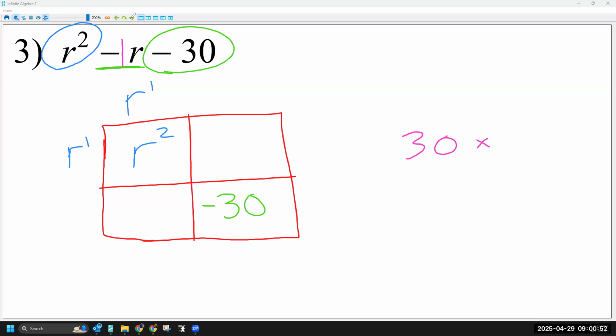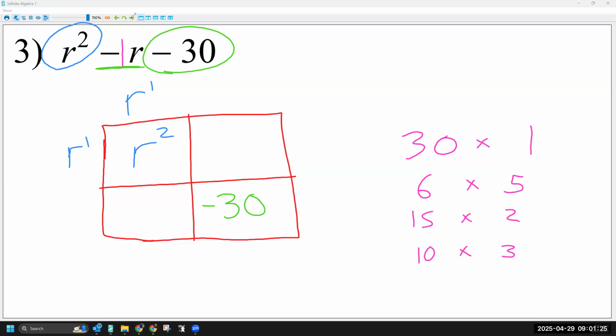Well, what are some possibilities that all multiply to make 30? I know 30 and 1 make 30. What else? 6 and 5. We're getting there. What else? 15 times 2. Now, it multiplies to make a negative. If it multiplies to make a negative, how many numbers have to be negative? Both or just one? Just one.